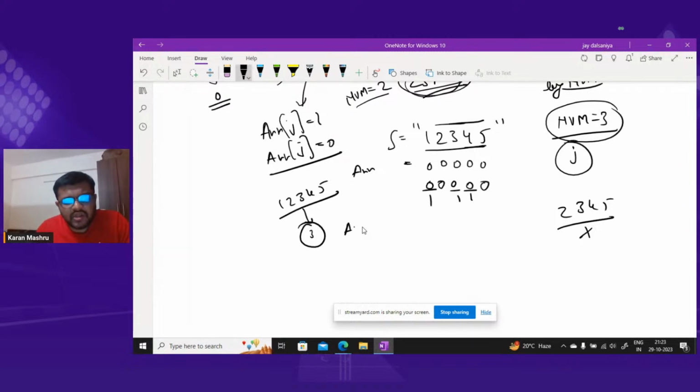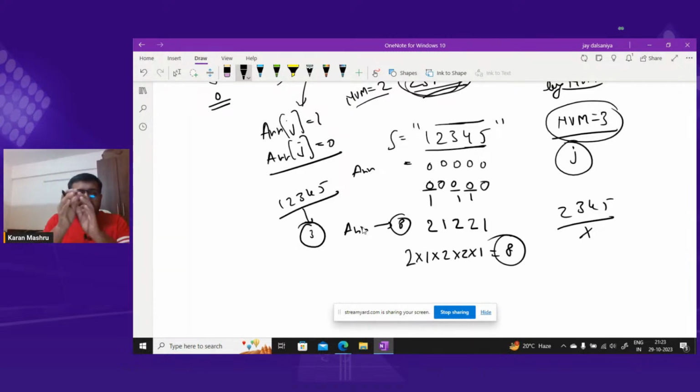So how many total arrays are made? Total 8 possible arrays are made, because at this position I have two choices, either to place 0 or 1. Here I have only one choice, that is 0. Here I have two choices. Here also I have two choices, and here I have only one choice. So the total number of possible arrays ARR is 2 into 1 into 2 into 2 into 1, which is nothing but 8. Is this much clear?